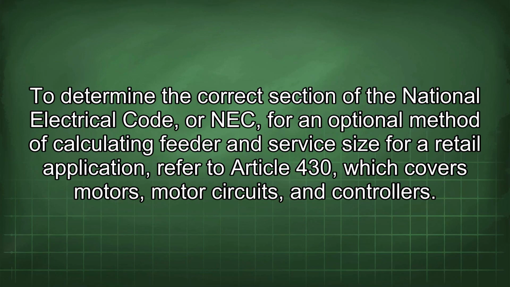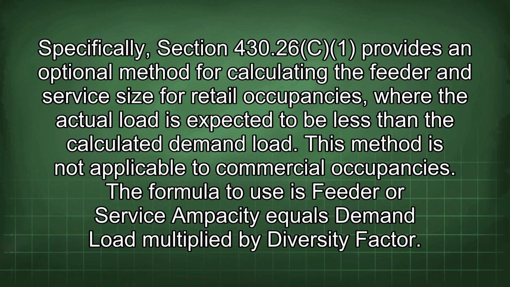To determine the correct section of the National Electrical Code, or NEC, for an optional method of calculating feeder and service size for a retail application, refer to Article 430, which covers motors, motor circuits, and controllers. Specifically, Section 430.26 provides an optional method for calculating the feeder and service size for retail occupancies where the actual load is expected to be less than the calculated demand load. This method is not applicable to commercial occupancies.